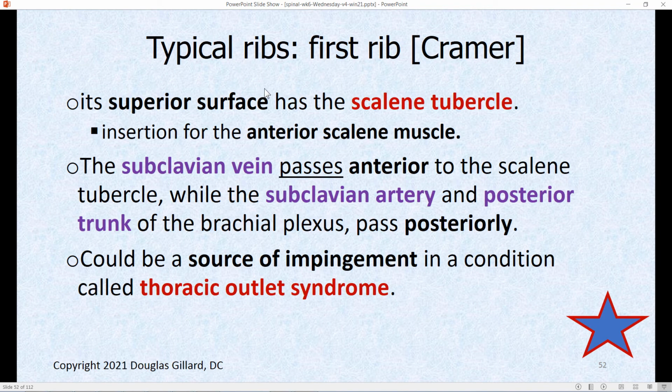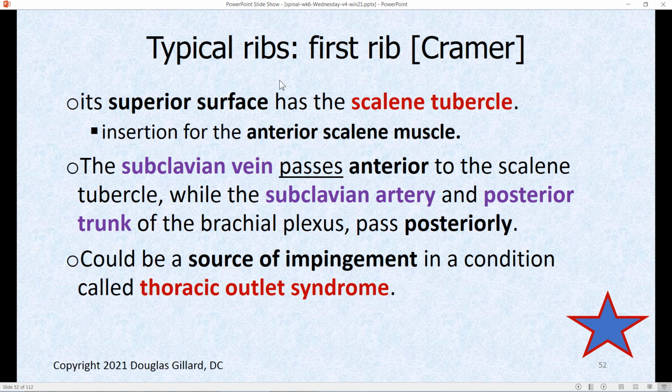The key with rib number 1 though, it has a big knot on it, which is called the scalene tubercle, and that's where the anterior scalene muscle inserts, so that's really important. It's also super important to know that the subclavian vein passes anterior to the scalene tubercle. This is super high yield board stuff in my test questions. While the subclavian artery and the inferior trunk of the brachial plexus, they pass posterior to the scalene tubercle and its attached anterior scalene muscle.